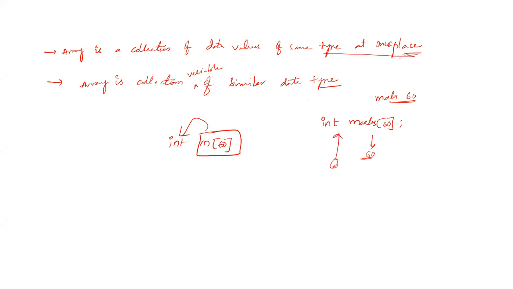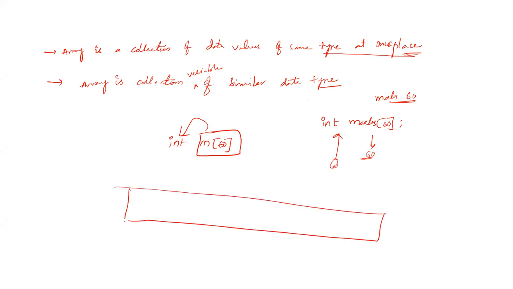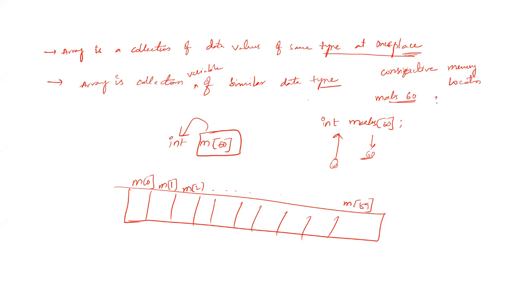And they are created at one place, as I said. So when I draw the diagram, all are created at one place only. So this is m[0], m[1], m[2], and so on, m[59]. Every time, all the variables are created in one place, that is, in consecutive memory locations, or else successive memory locations. Okay, so they are created side by side.